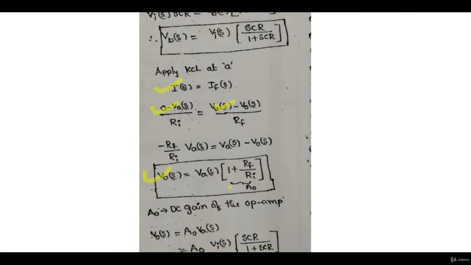Okay, in this fashion you can have V0 equal to A0 into VA(s). Now apply the value of VA(s) that you got from KCL at B. You will get Vi(s) into SCR divided by 1 plus SCR. So V0 by Vi, which is the transfer function, H(s), is equal to A0 SCR divided by 1 plus SCR.